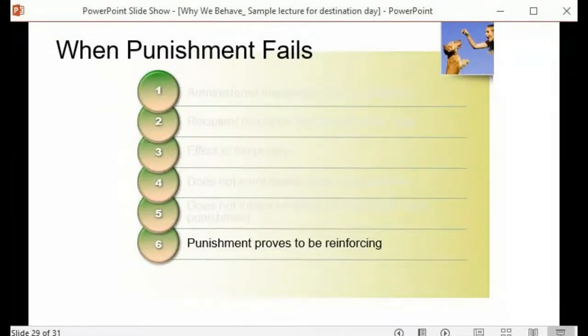Punishment is also often temporary. So like we said, people might just learn not to get caught and they don't learn to actually not do the behavior, right? A big problem with punishment, how many of you have ever tried to like train a dog using punishment? Has anyone ever tried that?